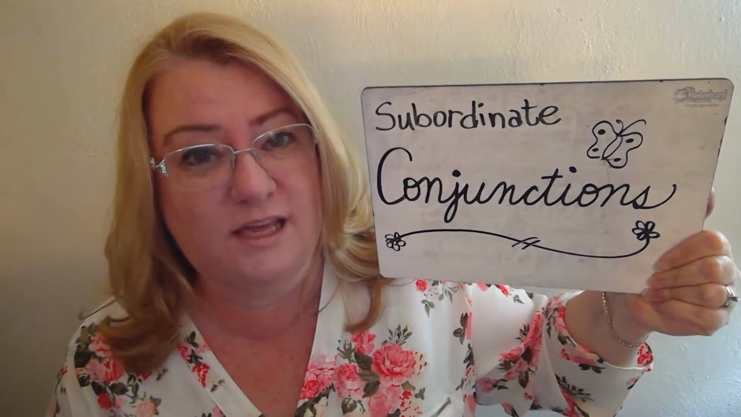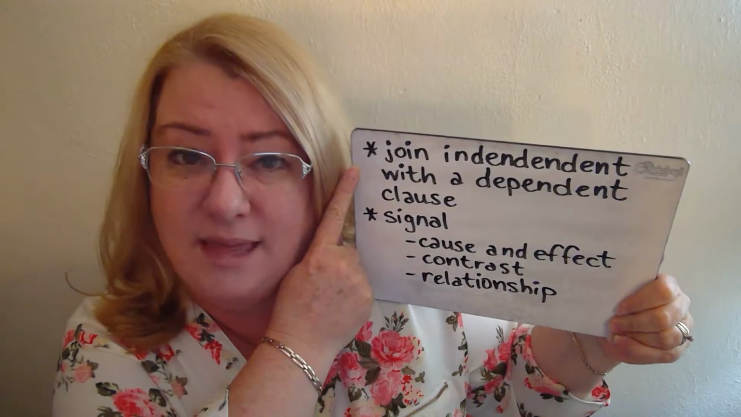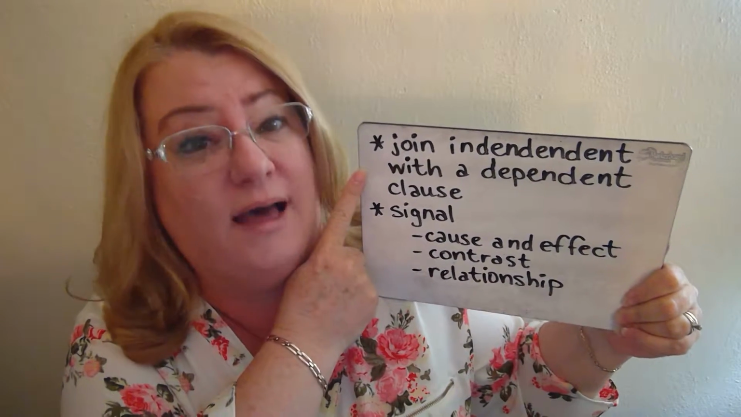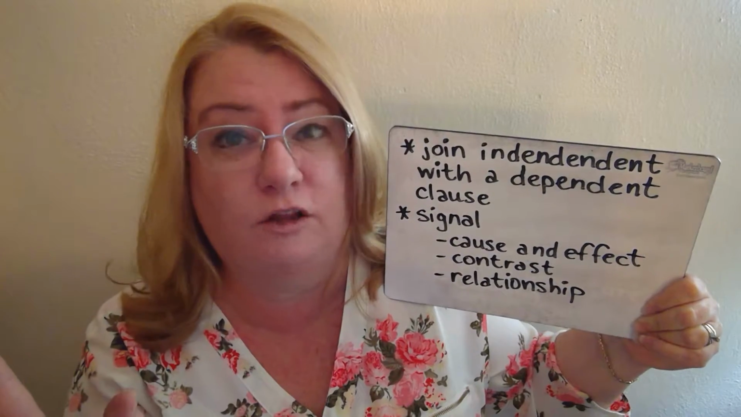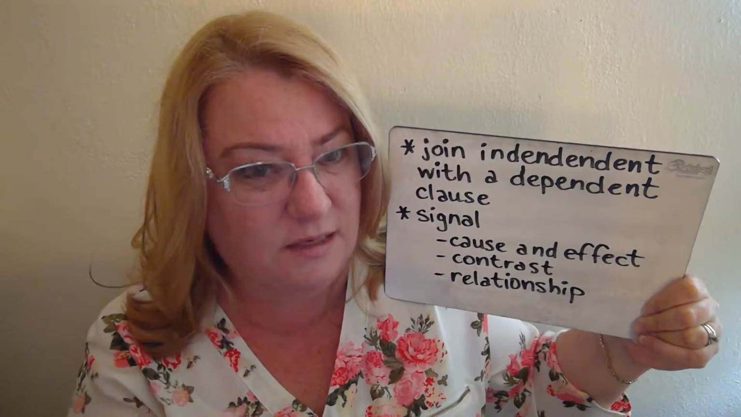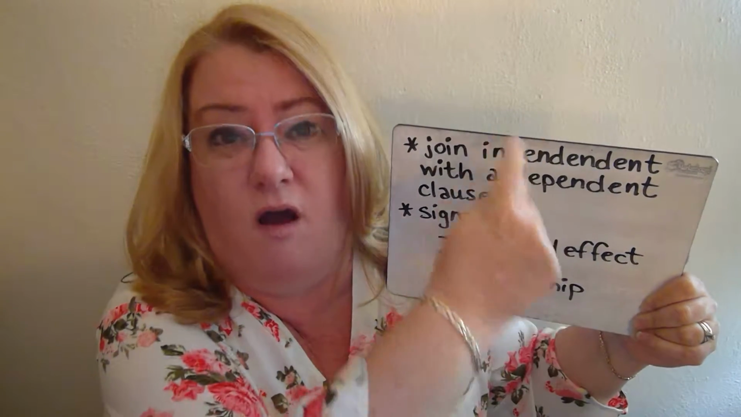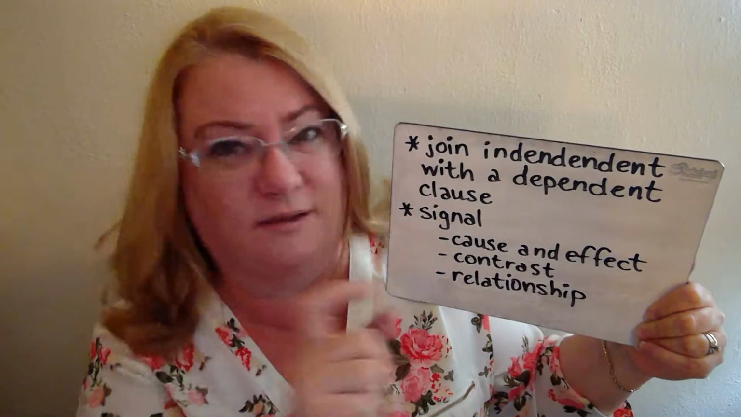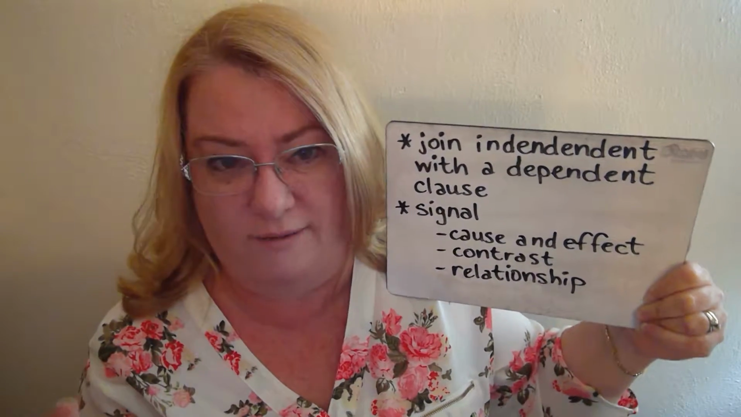In this mini lesson, I'd like to share about subordinate conjunctions. These subordinate conjunctions are amazing because they will join an independent clause with a dependent clause. Now, the independent clause can stand alone all by itself as a great sentence, but the dependent clause is dependent on the independent clause to make sense, because the dependent clause cannot stand alone. It seems like an incomplete thought.